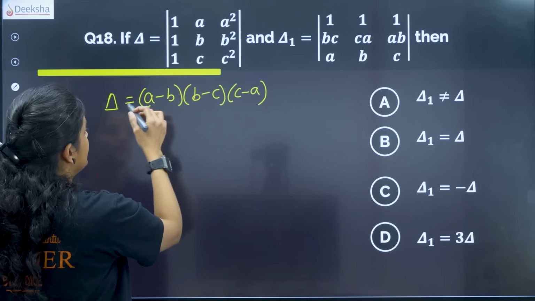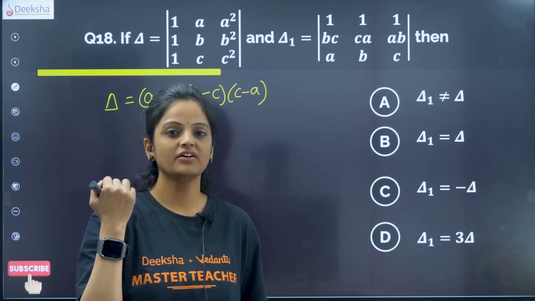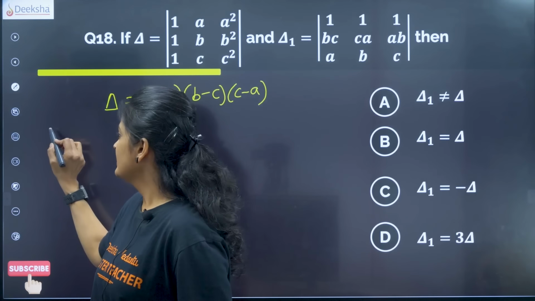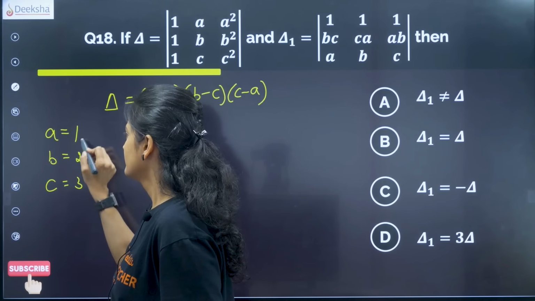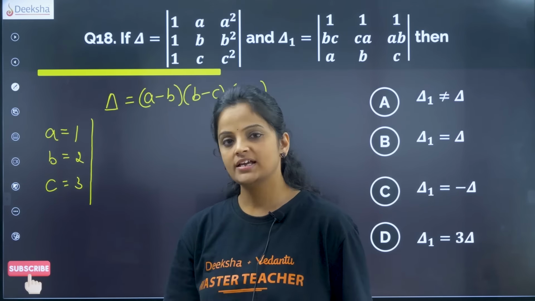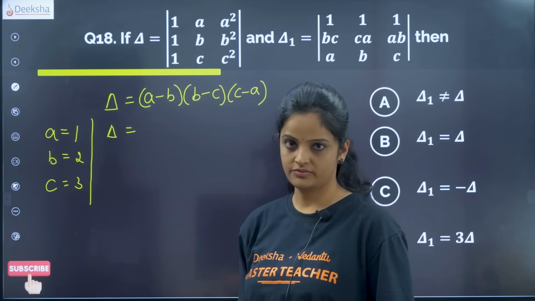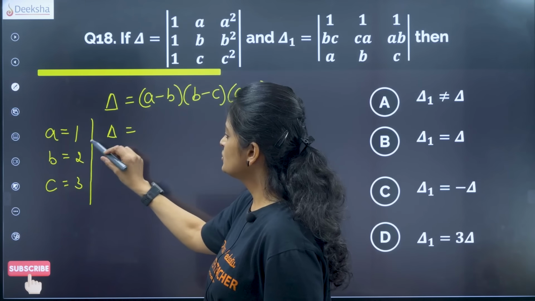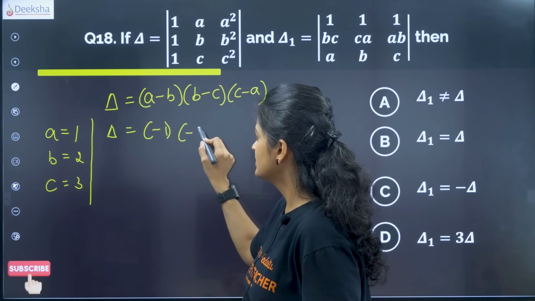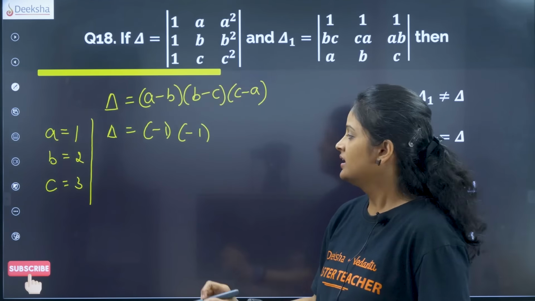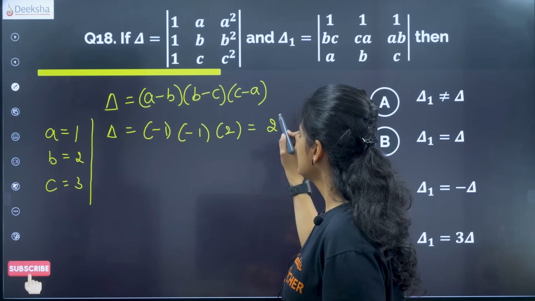So you should know the properties, otherwise at least remember this result. Now what I am doing is, I am not solving both the determinants, I am just taking values for a, b and c: a as 1, b as 2, c as 3. Put it in delta as well as delta 1. Let's check the value of delta. 1 minus 2 will be minus 1, b minus c will give you minus 1, and c minus a will give you 2. So here the answer is 2.